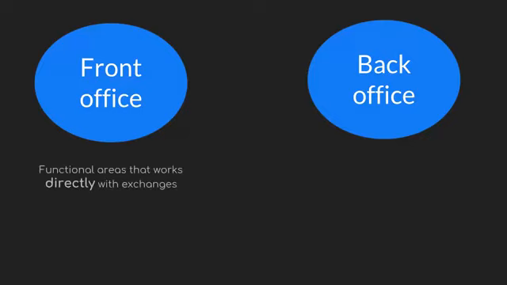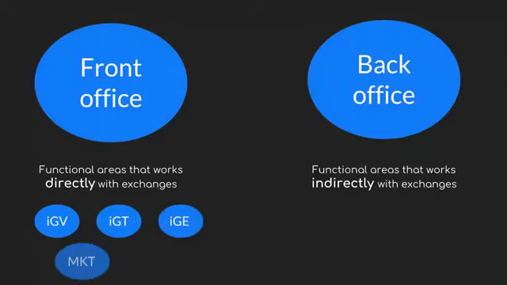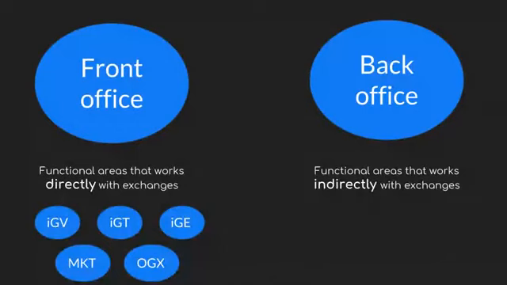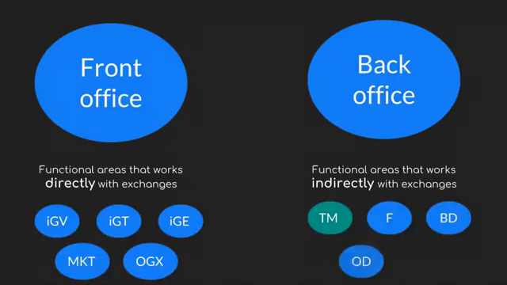So what is front office, you may ask? Front office is functional areas that work directly with exchanges. And back office, functional areas that work indirectly with exchanges. Front office would be IGV teams, IGT, IGE, marketing, objects. All the functional areas that are working directly with our products and so on. Back office is the ones that are working indirectly, right? So it's TM, talent management, finance, business development, which is BD, OD, which is organizational development, and all the presidents, which is board of presidents.